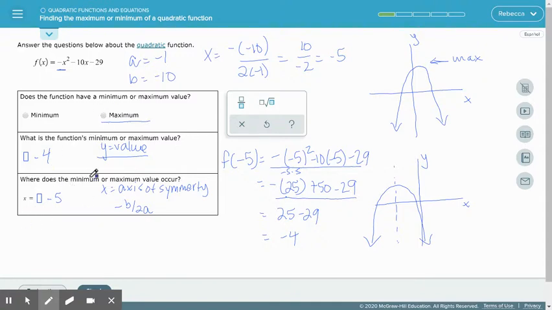So that is how we find the maximum or minimum of a quadratic function. Again, analyze your a value. If it's positive, think of an opening up graph, and you know you have a minimum. If it's a negative a value, then think of a downward looking graph, and you know you have a maximum. And then find the vertex depending on the format you have.